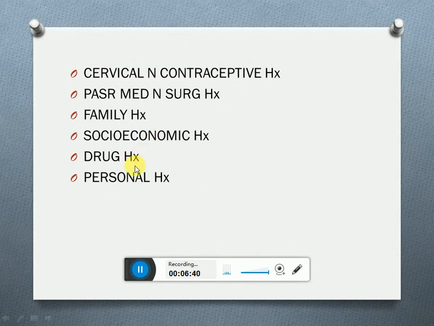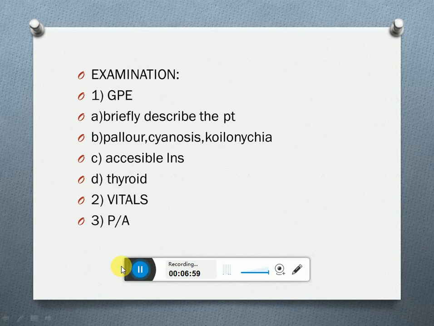Next, you have to ask about the drug history. In drug history, you will ask whether the patient is taking any drugs, whether she had any drug allergies, that's it. And in the personal history, you will ask about any addictions, tobacco, smoking, or any kind of addiction. And that's it.